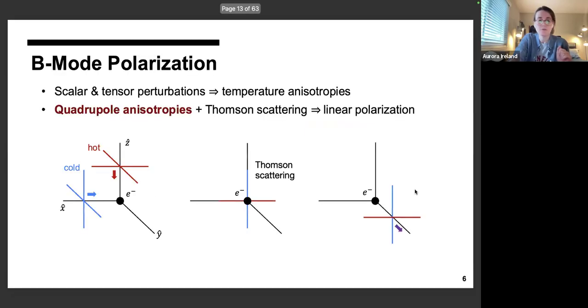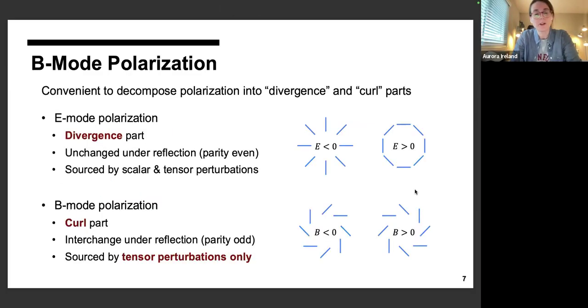We're going to do a lightning review of B-mode polarization and how that gets baked in. So generically, scalar and tensor perturbations in the early universe are going to source temperature anisotropies, and quadrupole anisotropies are going to get transformed into linear polarization of scattered photons when they scatter with free electrons. And this is my little picture of that.